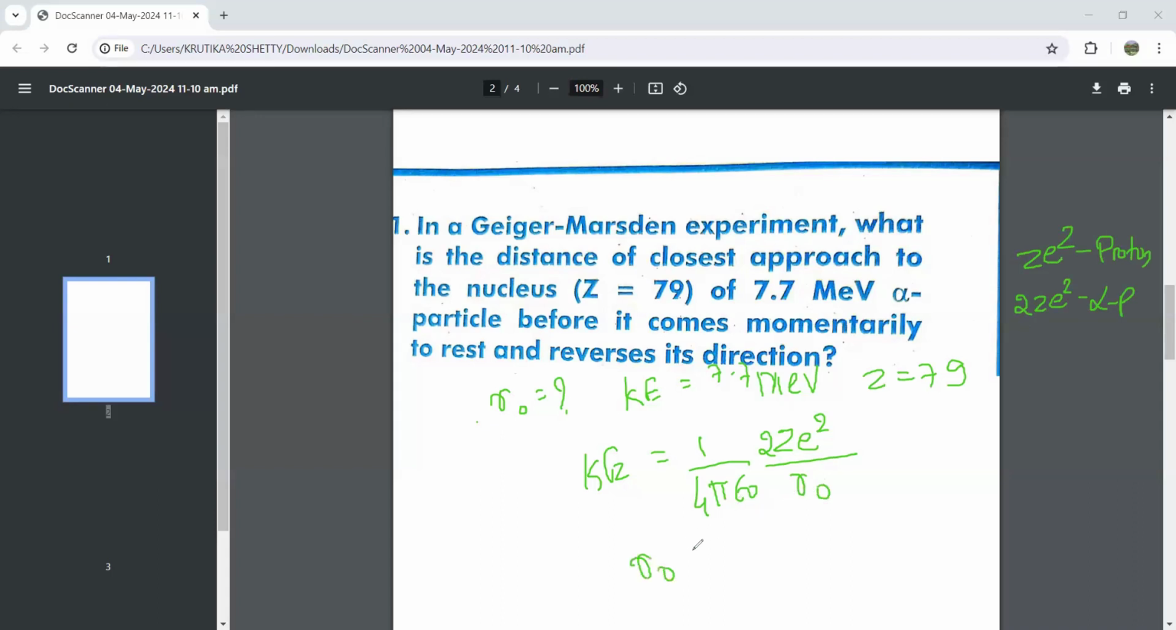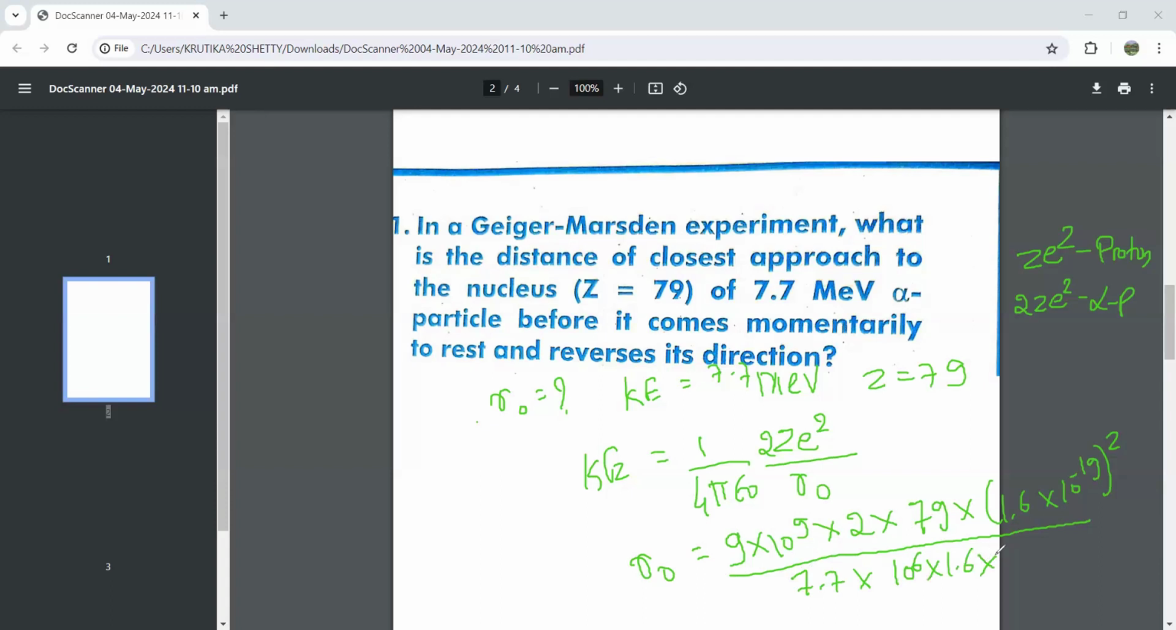We require R naught here. So R naught is equal to 9 into 10 raised to 9 into 2 into Z value, 79, into E value, 1.6 into 10 to the power of minus 19, whole square, divided by the kinetic energy. It is given in mega electron volts, so we can convert to joules. That is 7.7 into 10 raised to 6 into 1.6 into 10 to the power of minus 19. So you can simplify this and calculate the value of R naught.